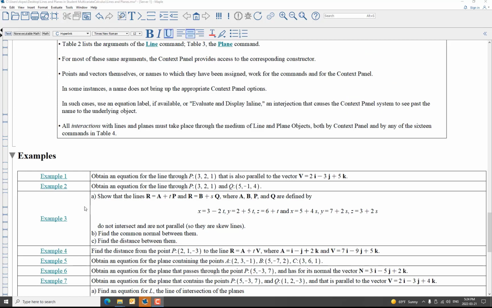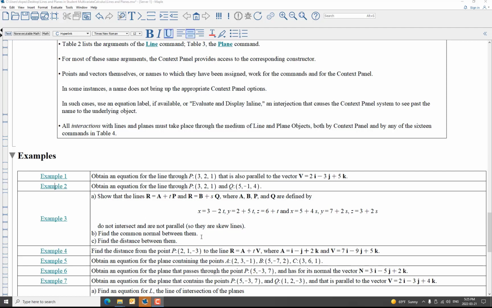For a third example, we are given 2 lines. 1 line here, 1 line here. These are the expressions for the lines in terms of parametric equations. We ought to show that these lines don't intersect and are not parallel, making them skew lines.